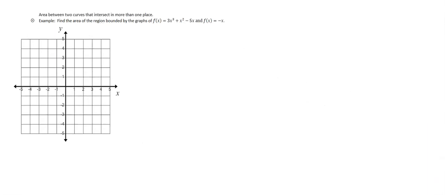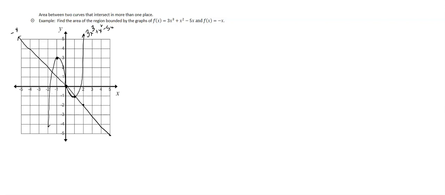This example says find the area of the region bounded by the graphs of f of x equals 3x cubed plus x squared minus 5x and f of x equals negative x. So I'm going to graph those. And when I graph the two functions, this is the graph that I get. Now we're looking at the area that's bounded by those two graphs.